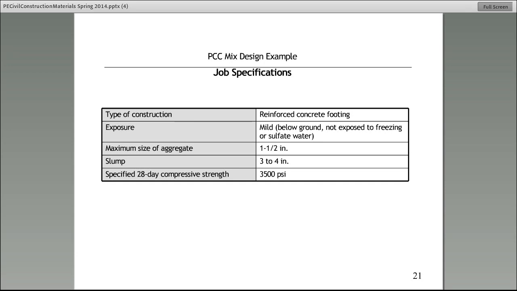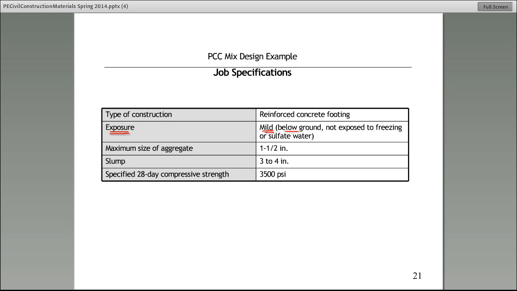Then you need to know about the exposure. What we mean here is exposure to the elements. In other words, is it something that's going to be inside in an enclosed area, or is it going to be something outside? Or is it going to be a structure that's going to be in contact with water? That's all important. In this particular example problem, exposure is mild, below ground and not exposed to freeze-thaw cycles or sulfate water.